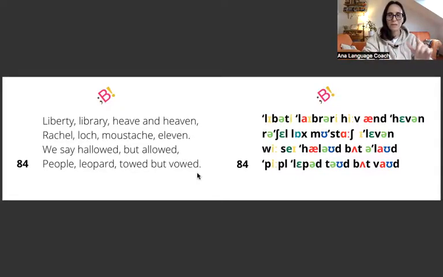It would be something like that. You see that it says liberty, library, heave, and heaven. Racial, locks, mustache, 11. We say hallowed, but allowed. So can you see the sound there, the schwa?